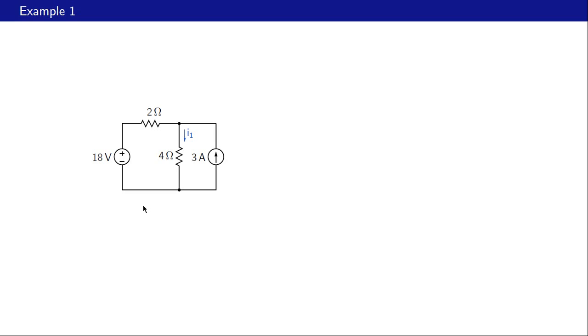Alright, let us now apply what we have learnt about superposition to this circuit here. Here we have two independent sources. One is a voltage source, 18 volts, and the other is a current source, 3 amperes. And we want to find this current I1 here. So we will take these two sources one at a time.